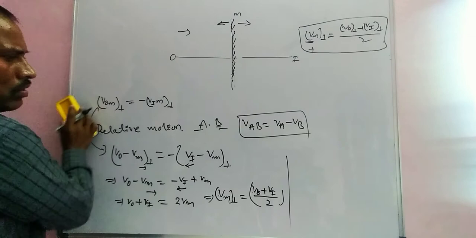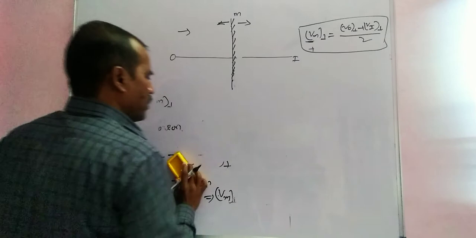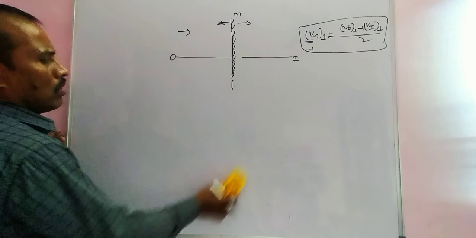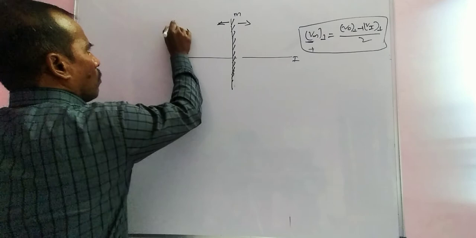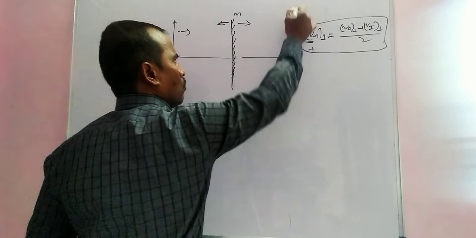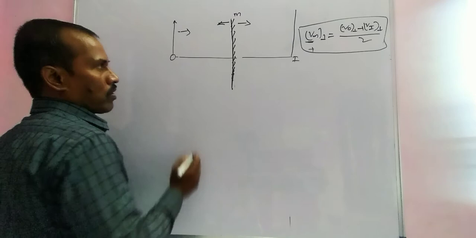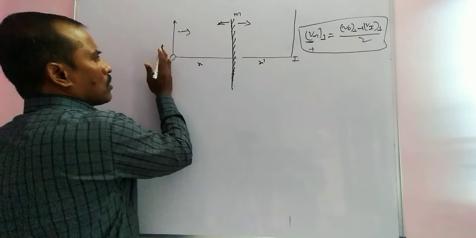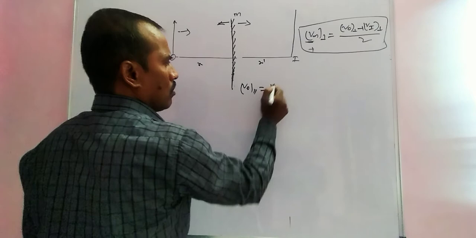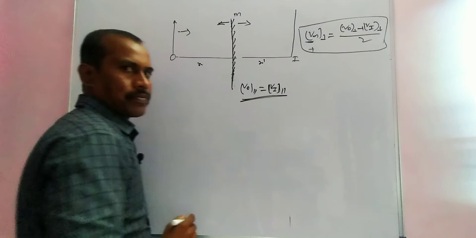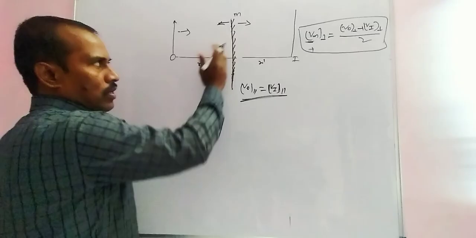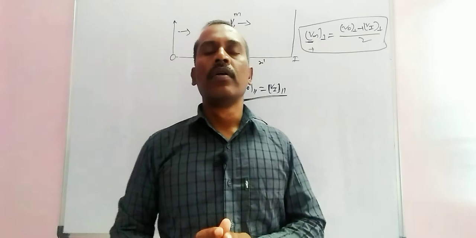Now the object is moving with velocity parallel to the mirror. The image is also moving parallel to the mirror in the same direction. So the distance is the same, and the velocity of the image is equal to the velocity of the object, both in the same direction. In this case, when the object moves parallel to the mirror, the velocity of the object is equal to the velocity of the image.